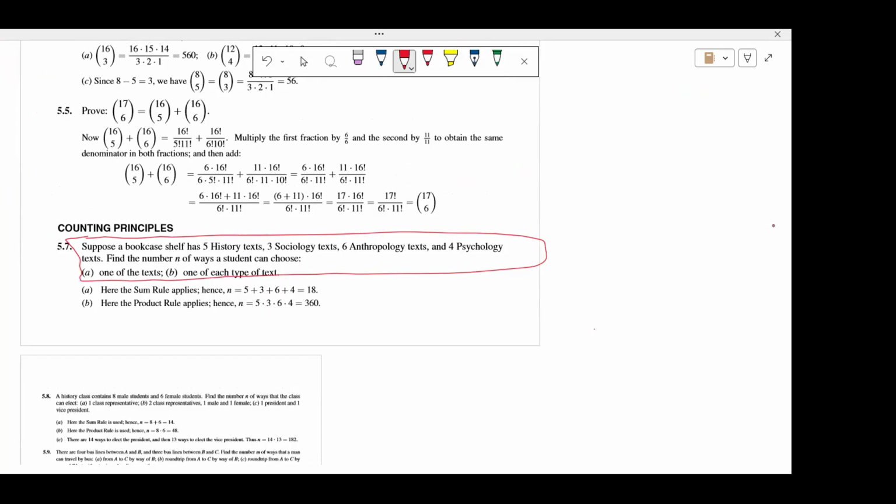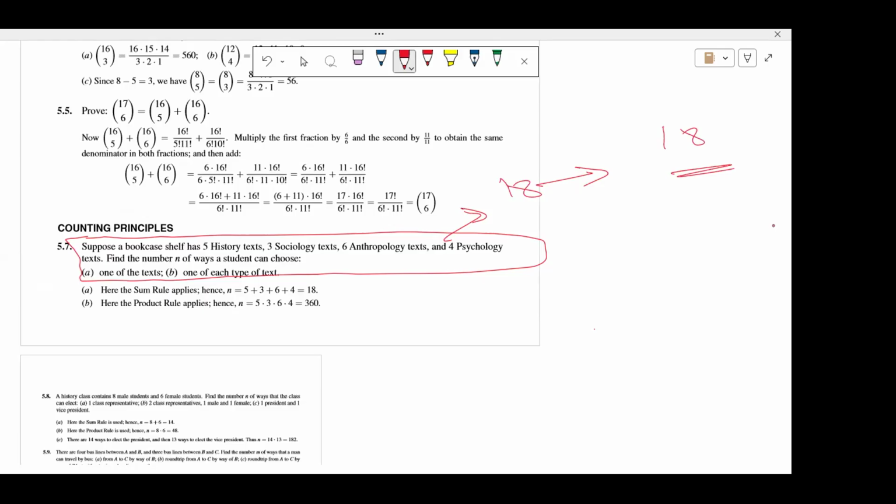Now the question is to find the number n of ways a student can choose one of the textbooks. Altogether there are 18 books. From these 18 books only one book can be chosen by a student. So how many ways? 18 ways. If we have 18 books and only take one book, there are only 18 ways to select it.